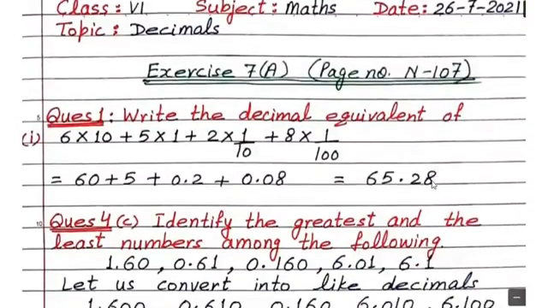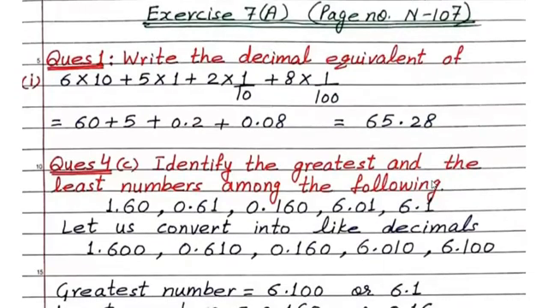Now, let us discuss a few questions from exercise 7A given at page number 107. Now see, children, here the first question is, write the decimal equivalent of 6 multiplied by 10. Now what is 6 multiplied by 10? 60. 5 multiplied by 1? 5. 2 into 1 upon 10. Children, I can read this as 1/10 also. So this is 0.2. 8 into 1 upon 100 is 0.08.